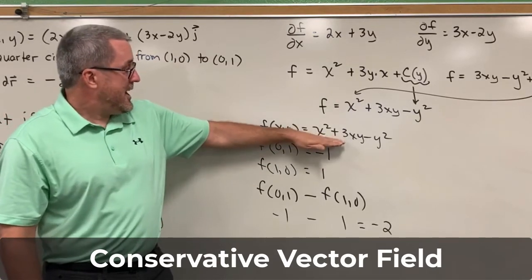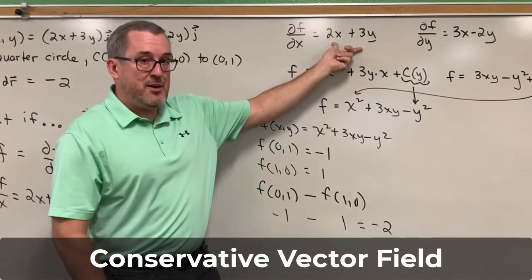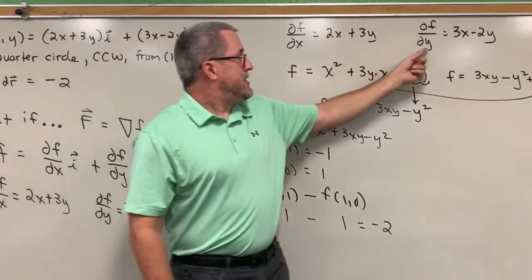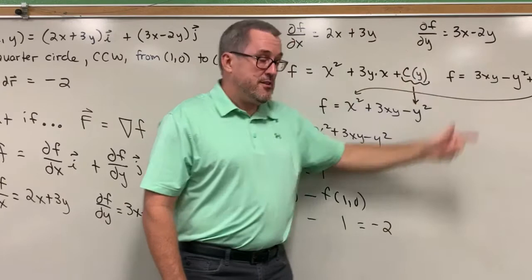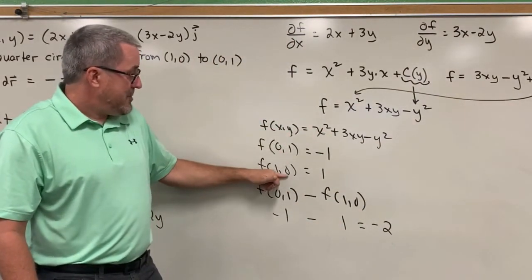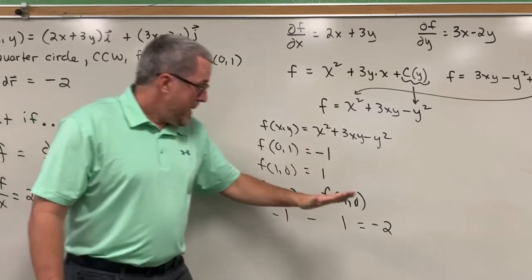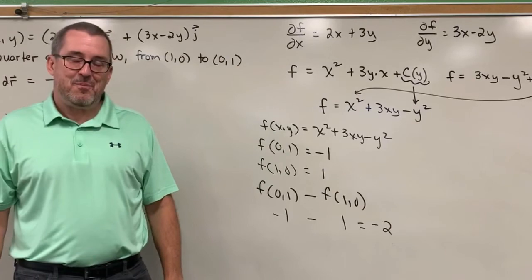Find the function f such that df/dx is the i component of your vector field, and df/dy is the j component of your vector field. Evaluate that function f at the ending point and the beginning point. Subtract, just like the fundamental theorem of calculus from Calc 2, and boom, you've got your line integral.